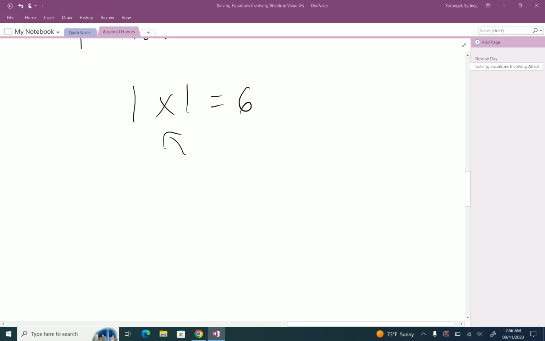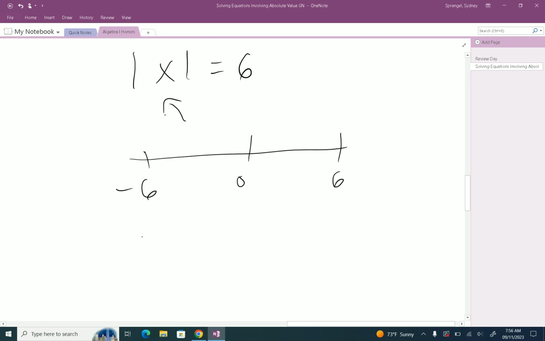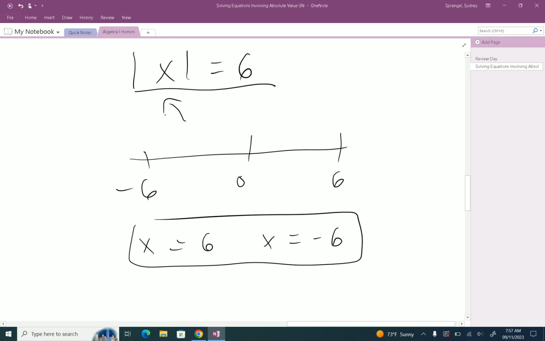we want to think about what x could be. What numbers could produce 6 as an absolute value? 6 is 6 away from 0, and negative 6 is also 6 away from 0. So in this instance, x is equal to 6, and x is equal to negative 6 for this problem.